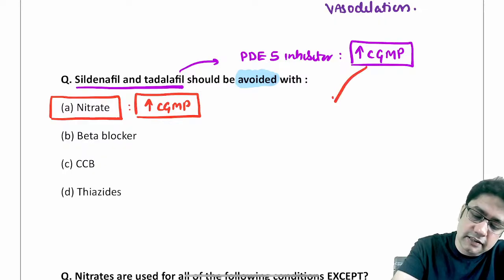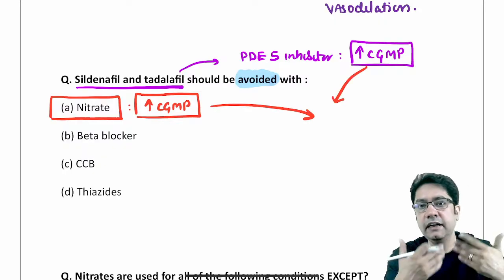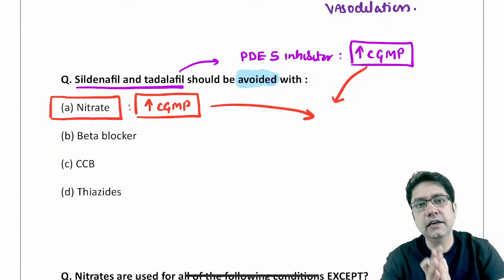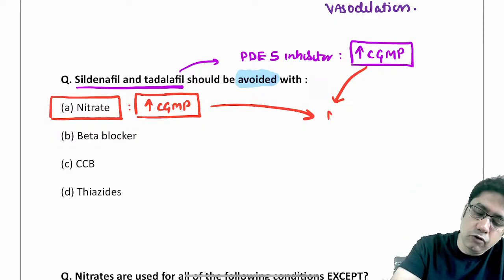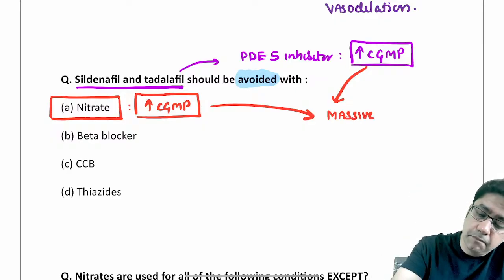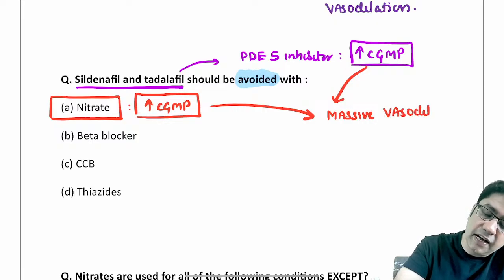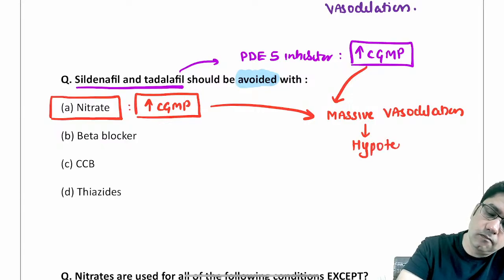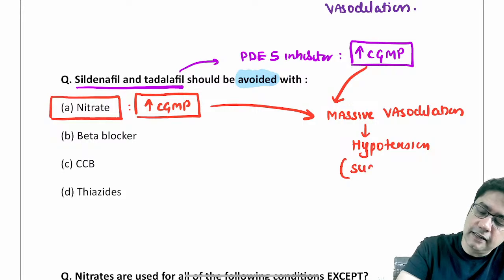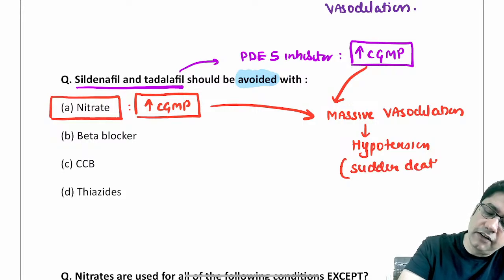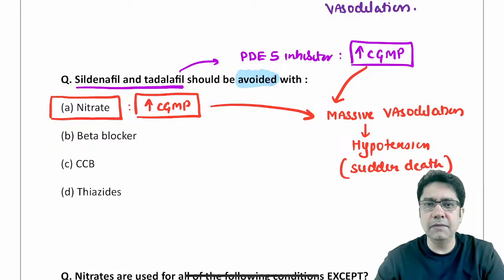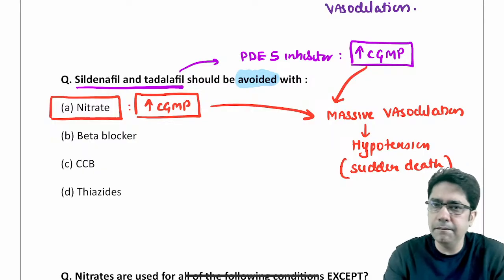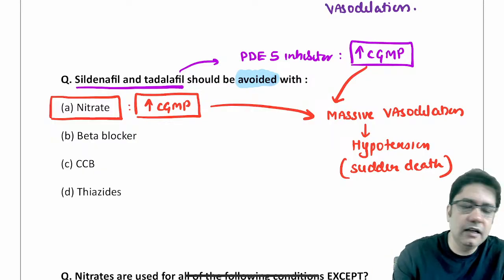Both these drugs are increasing cyclic GMP level. One is increasing the production by nitric oxide. Sildenafil and tadalafil are inhibiting the degradation of cyclic GMP. It will lead to massive vasodilation. Because of massive vasodilation, what will happen to blood pressure? The patient will go into hypotension and there will be sudden death. So we never combine sildenafil and tadalafil, which are phosphodiesterase inhibitors, with nitrates. Okay, sudden death. Many cases of sudden death have been reported. So never combine sildenafil and tadalafil with nitrate.